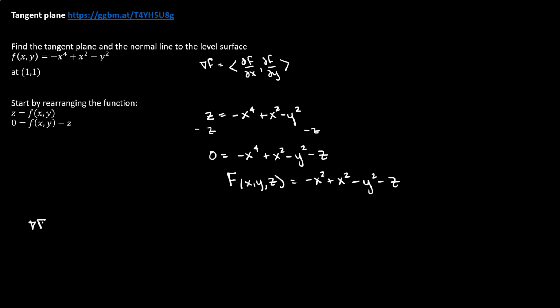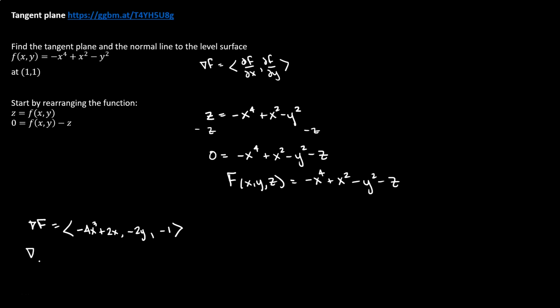So if we found the gradient vector of capital F, let me fix that, my x to the fourth turned into a negative x squared. So we have negative x to the fourth plus x squared minus y squared minus z. Let's calculate our gradient vector there. So we'll have negative 4x cubed plus 2x for the x partial, negative 2y for the y partial, and negative 1 for the z partial.